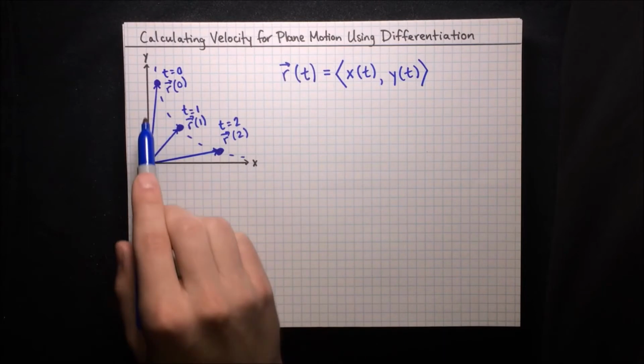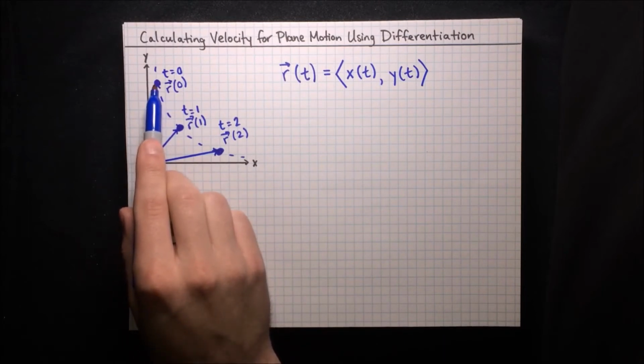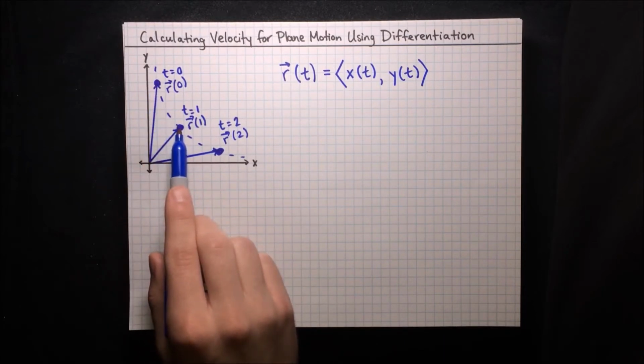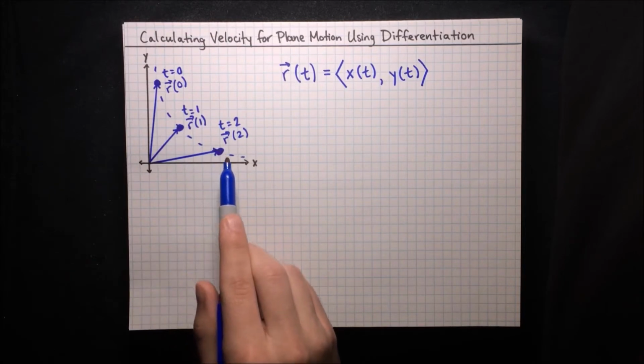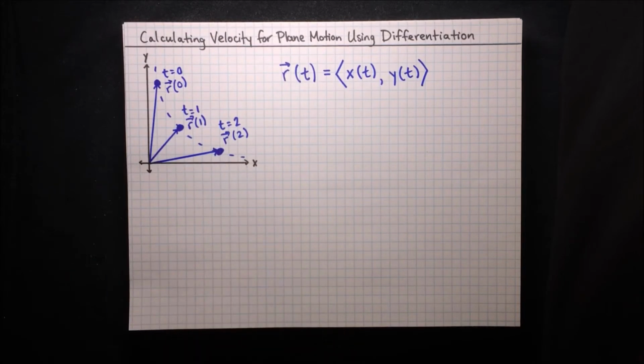Whereas y, it's starting at a relatively big y-coordinate, but then the next point is at a smaller y-coordinate, and then an even smaller y-coordinate. It seems like the y-coordinate is approaching 0. So the x and y coordinates are each changing with respect to time. They are each functions of time themselves. Okay, so how can we calculate the velocity of the particle? We know that velocity is the derivative of position, but now we're working with vectors. So how do we calculate velocity with vectors?